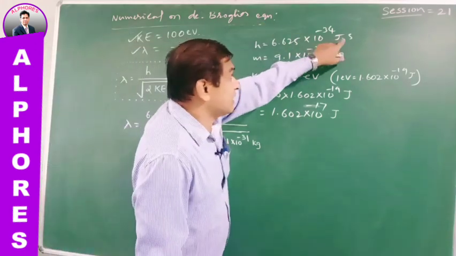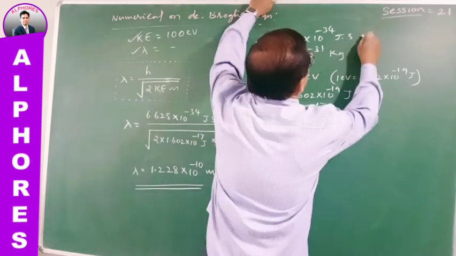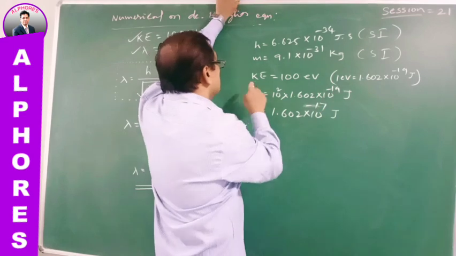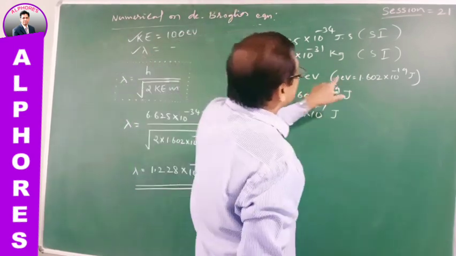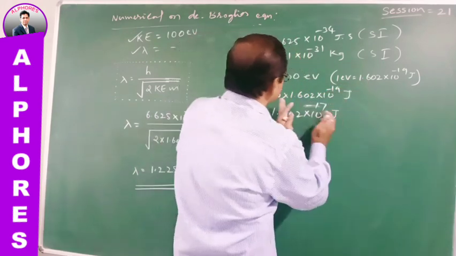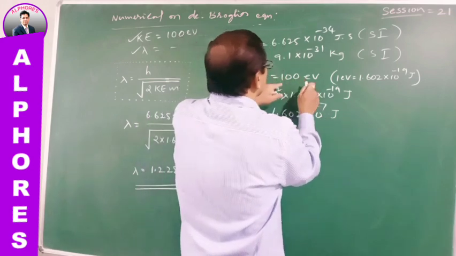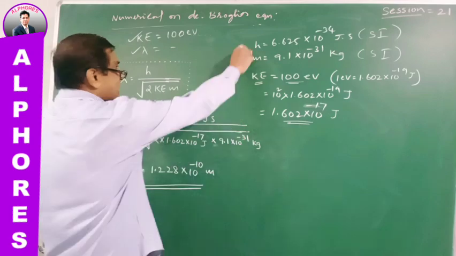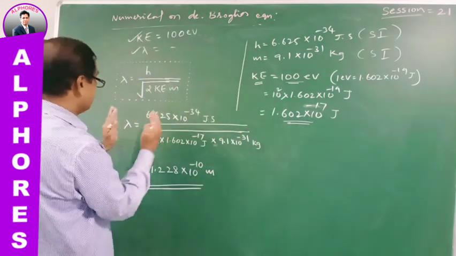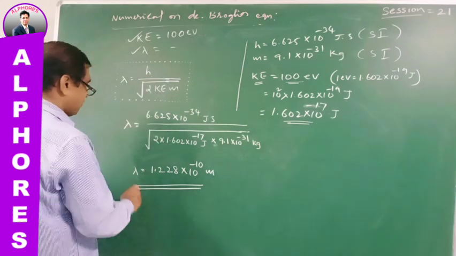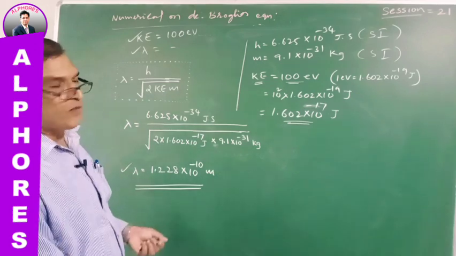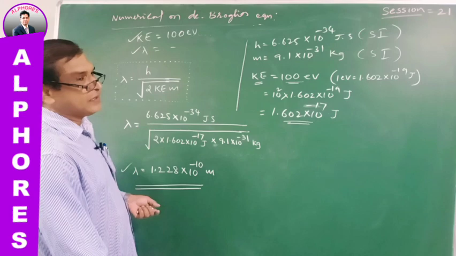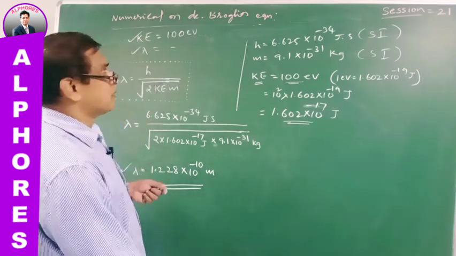Planck's constant is in joule second, so we consider SI units, and the mass of the electron is also considered in SI units. We should consider the same units. Kinetic energy is 100 electron volts, and one electron volt is this much in joules, so the kinetic energy is converted from electron volts into joules. That should be done properly because everything is considered in SI units. After the conversions, substitute in the formula. On solving, the de Broglie wavelength of the electron is 1.228 into 10 to the power minus 10. So this is the numerical based on de Broglie.